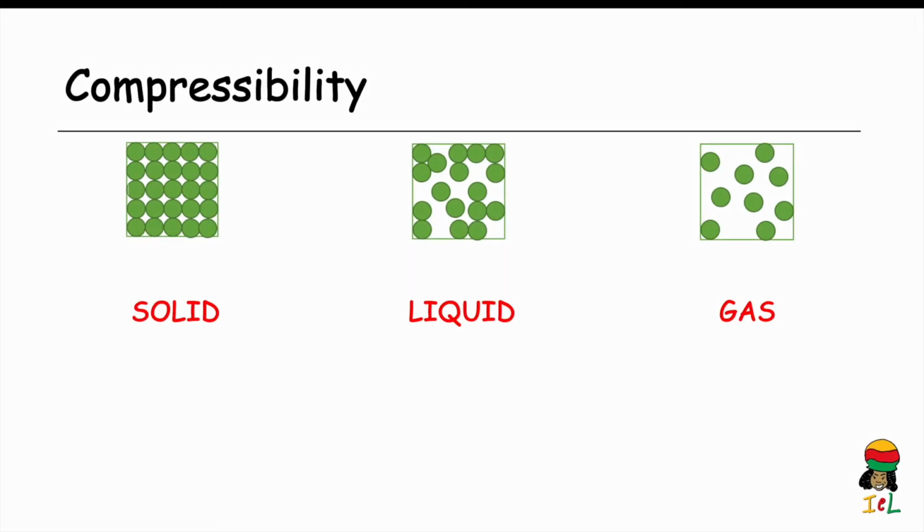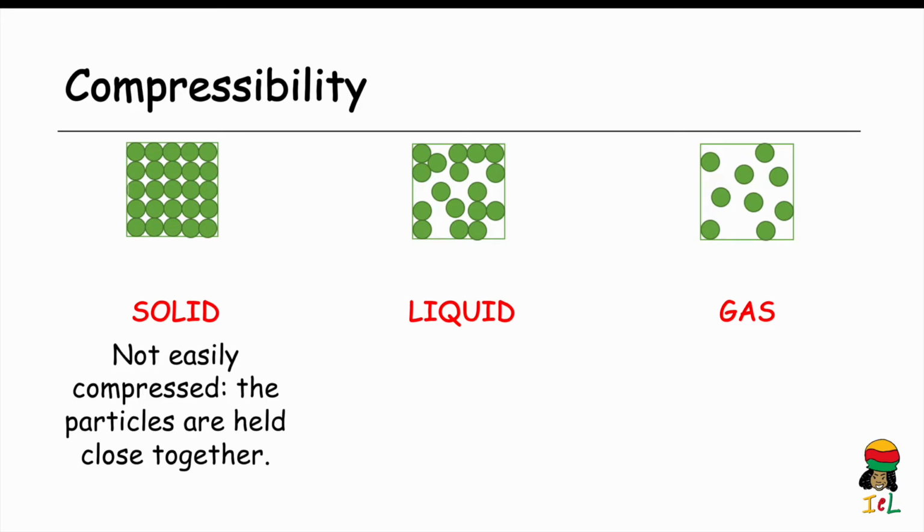As we can see from our particle arrangement diagram, the particles of the solids are closely packed. They are actually touching each other. Therefore, there isn't any space between the particles to push them any closer. As a result, solids are not easily compressible because the particles are held close together.